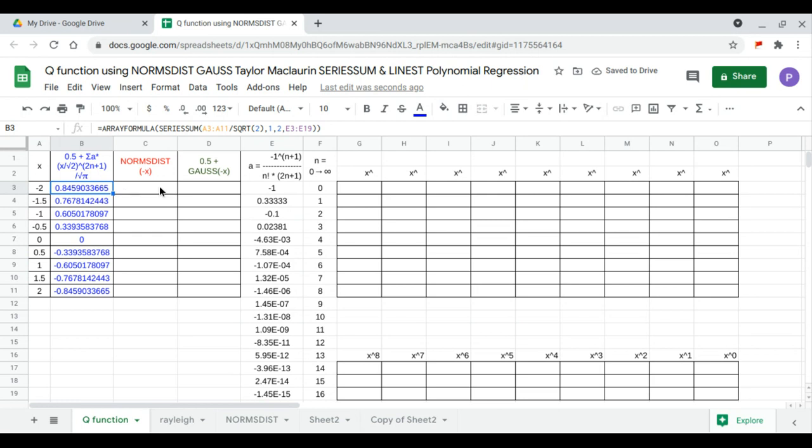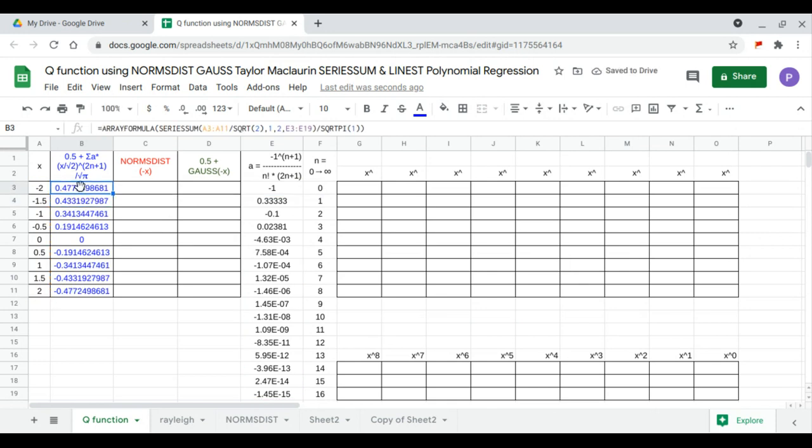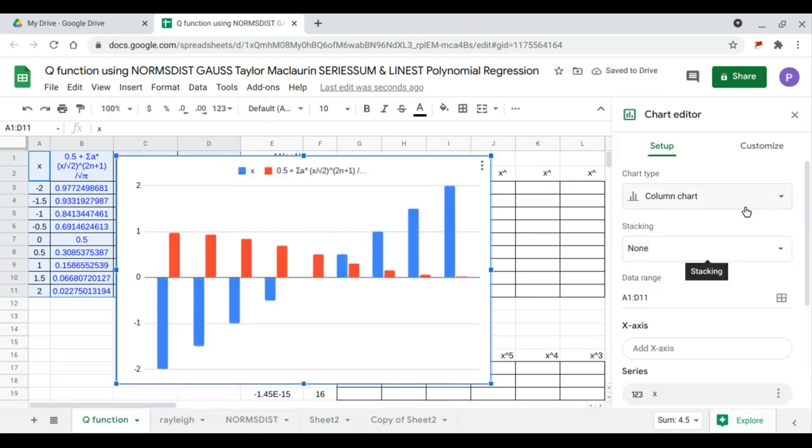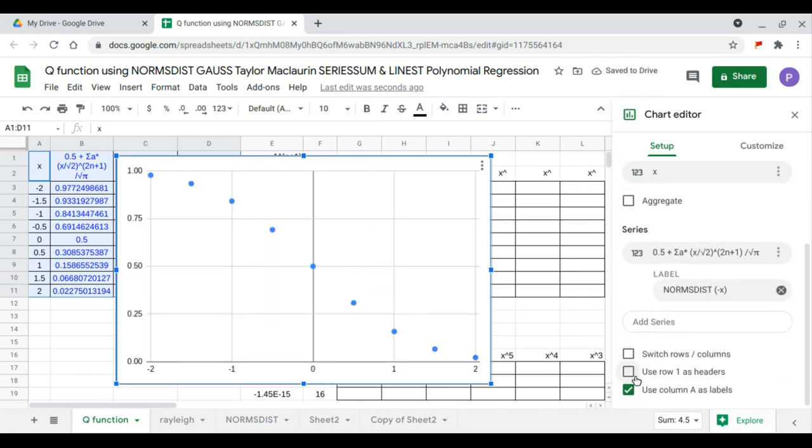Now enter. And we continue. This is divided by square root of pi. And finally, you add 0.5. So 0.5 plus the series sum. And we'll chart this. Insert scatter chart. Change this to scatter chart. And use row 1 as header.